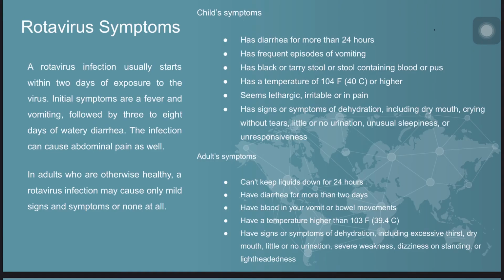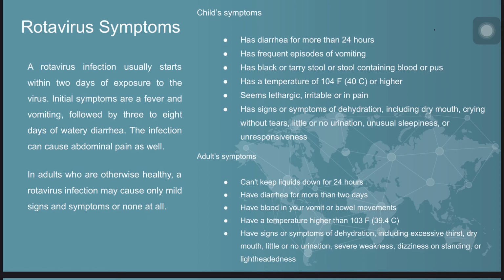Okay, so the last part of my presentation is about the rotavirus symptoms. A rotavirus infection usually starts within 2 days of exposure to the virus. Initial symptoms are fever and vomiting, followed by 3 to 8 days of watery diarrhea. The infection can cause abdominal pain as well.